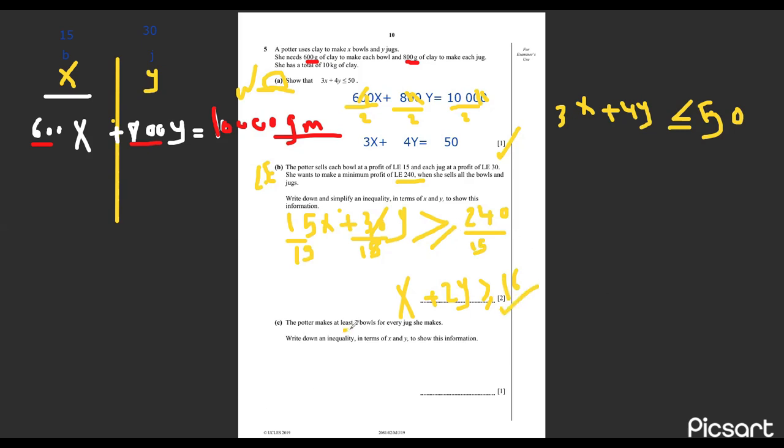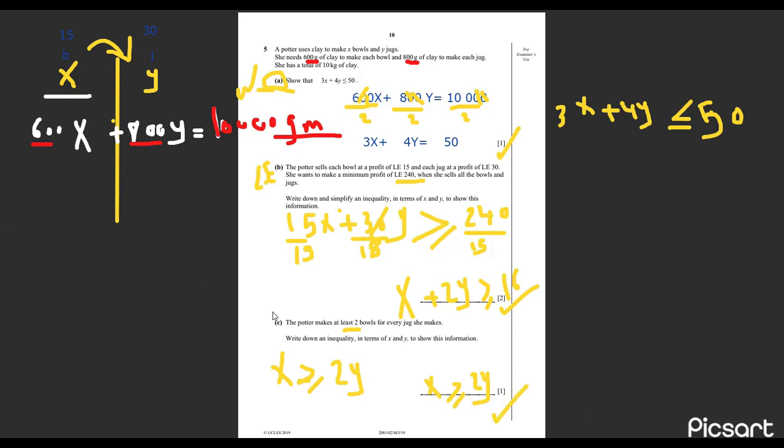The potter makes at least 2 pebbles for every jug. So we have 2 here for every jug, so it will be 2y for every x. At least 2 pebbles for every jug she makes. Write down an inequality in terms of x and y for this information. So we can say x is more than or equal to 2y. Let's make it more than or equal to because we need an inequality, at least. This is the answer: x is more than or equal to 2y.